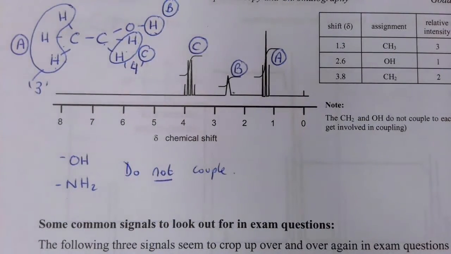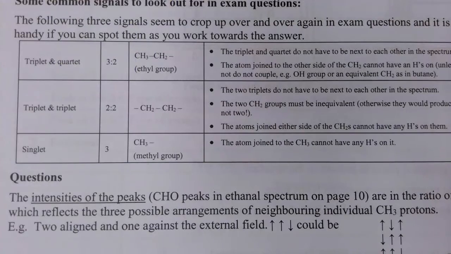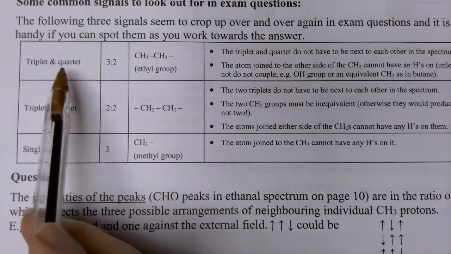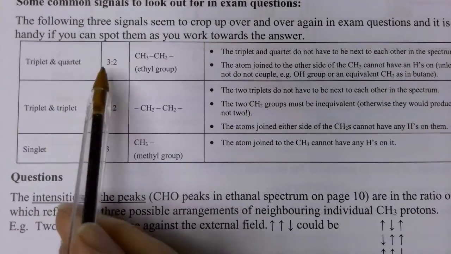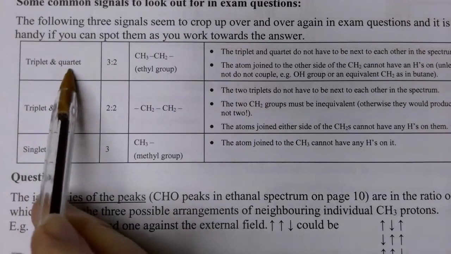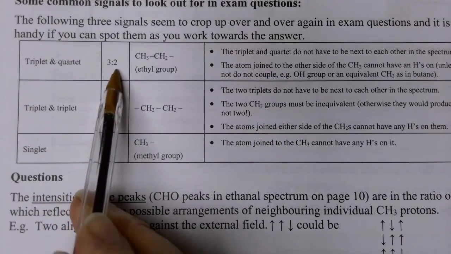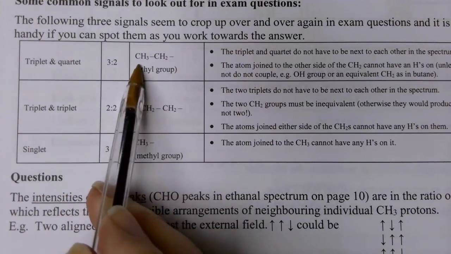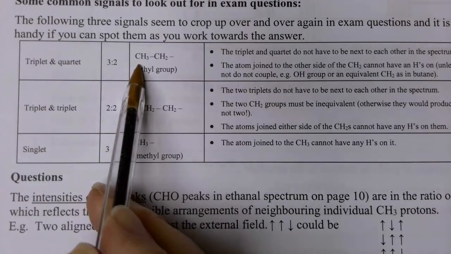Okay? So there are some common signals that you can look out for. For example, you can get a triplet and a quartet, and the ratio of the hydrogens is 3 to 2. If you see a triplet and a quartet in the ratio of 3 to 2, you're probably thinking that's going to be a CH3-CH2 group.